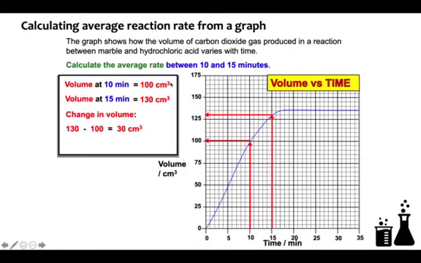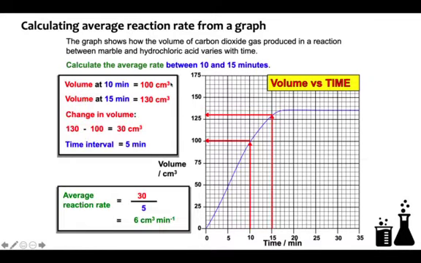So the example that we have here is volume versus time. You can see that this is also looking at the reaction of the marble and the hydrochloric acid making our CO2. You can see that over time we generated a certain volume of gas. Okay. And they're wanting you to work out the average rate between 10 and 15 minutes.